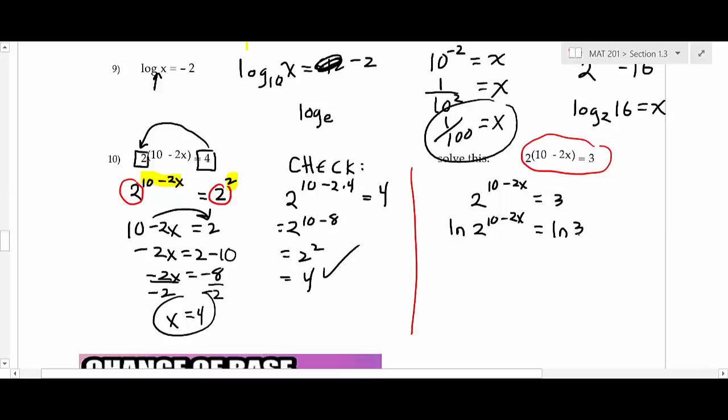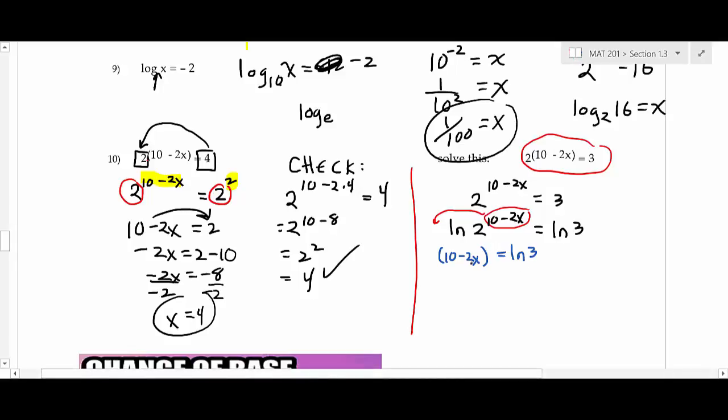Now this is the kind of background stuff that maybe you hadn't done in a while. There's a property of logs you usually learn in college algebra. Do you guys know what you can do to that exponent I circled? You can bring it down in front. That's a property of logs. So that thing can go down in front, and what you would get is 10 minus 2x times ln 2 is equal to ln 3. That's why you do the log of both sides, because you take advantage of that property.